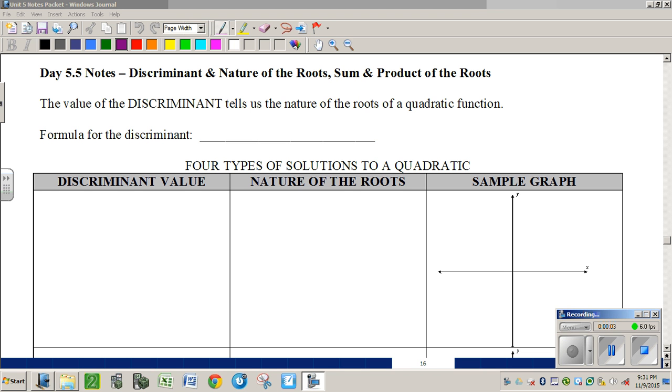Welcome to 5.5. We're going to talk about the discriminant, the nature of the roots, and the sum and the product of the roots. Now, for homework, after your quiz, you were to complete the worksheet that discussed the discriminant and the nature of the roots. So we are going to skip over this table because we will have already talked about that. All right, so let's move on to the sum and the product of the roots.